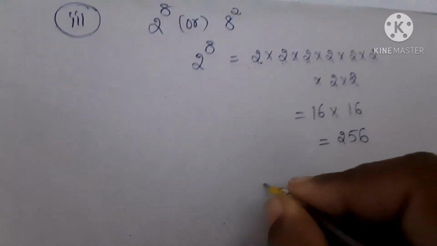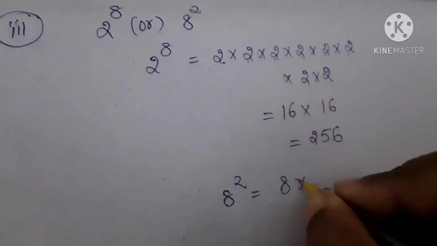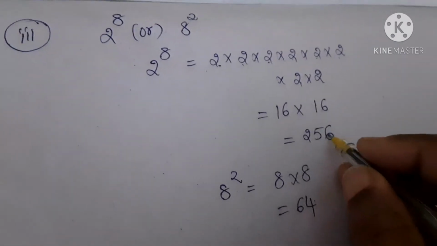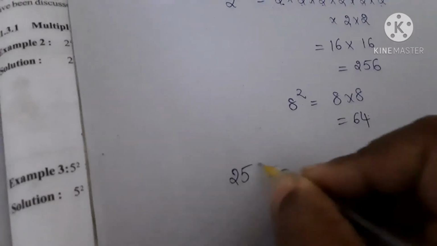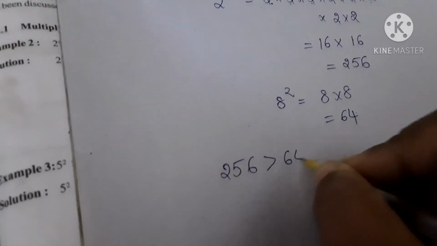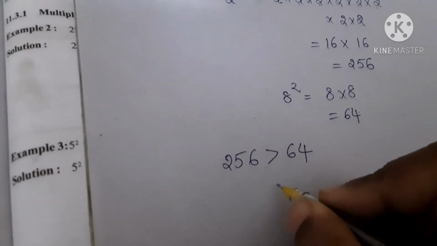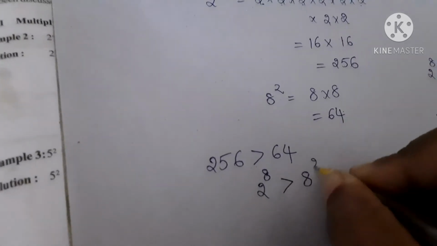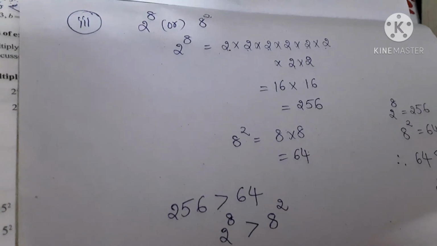16 twos are 32... so the result is 256. Now 8 square: how many times is it repeated? 2 times, so 8 into 8. 8 eights are 64. Comparing these two numbers, 256 is greater than 64. So 2 power 8 is greater than 8 power 2. So 2 power 8 is the greater number. This is the solution.